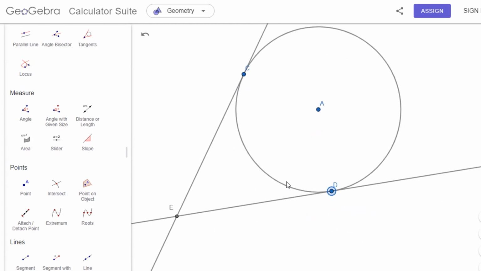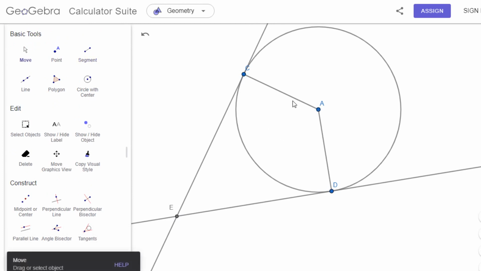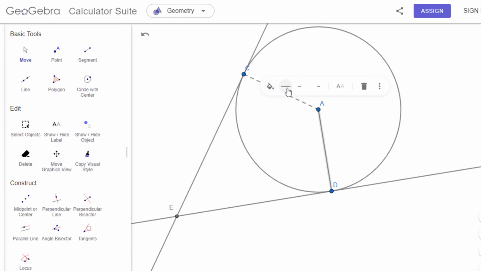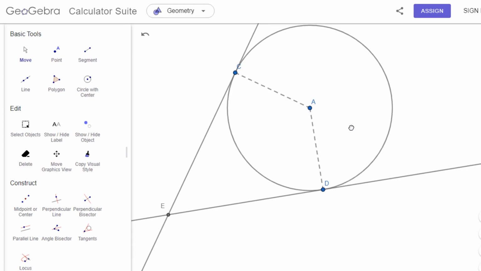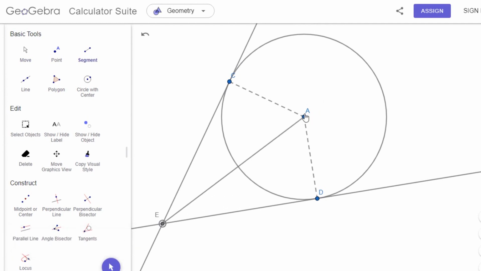Now, what else? Let us create the radii of the circle. Let us add a radius like so, another radius like so. To simplify things, let me change the style of this radius to a dotted one, so that you can see that this is the radius. And as you can see, those are the radii of our circle. Lastly, let us add a point like so. So as you can see, this is what the theorem means.